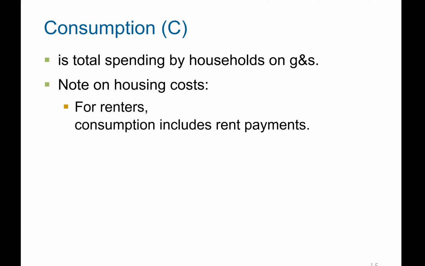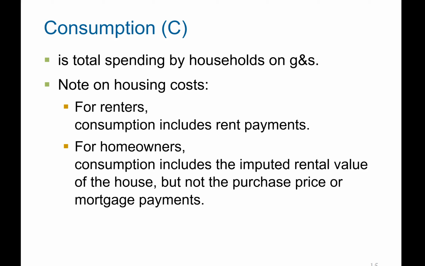On housing costs, it's important to note that renters include the rent payments in their consumption measurement. And for homeowners, consumption includes the imputed rental value of the house, which is an interesting way of looking at it. Not the purchase price, but what it would earn in income. Remember, consumption and income. So spending and income have to balance one another. So for homeowners, it's kind of this interesting way that it's measured as consumption, because it's not the purchase price, it's the imputed value of what it would rent for.